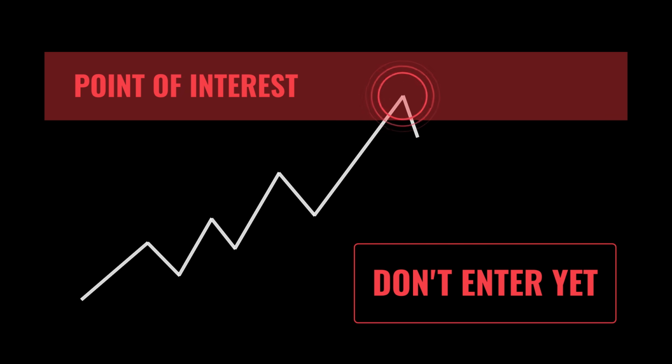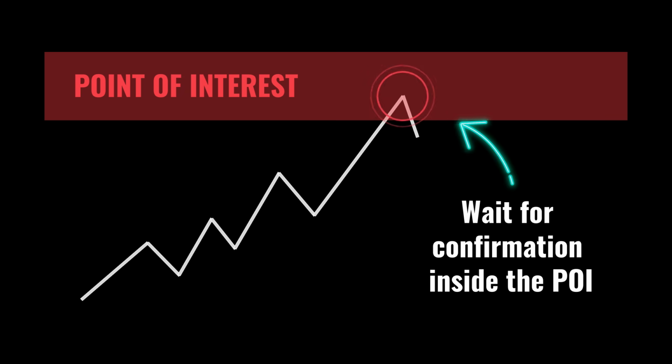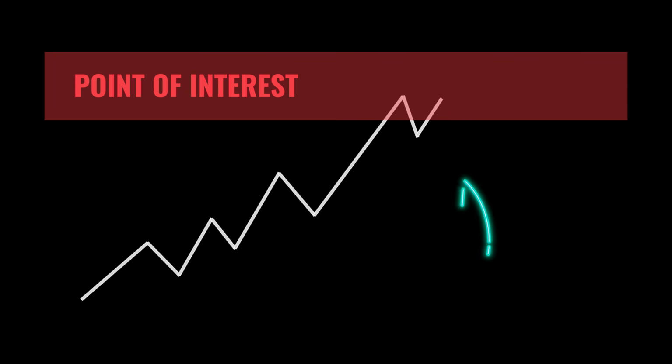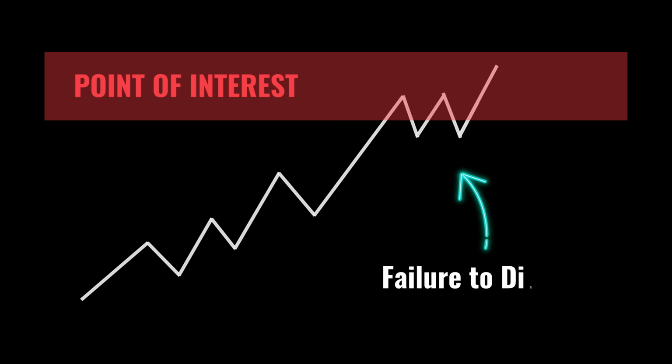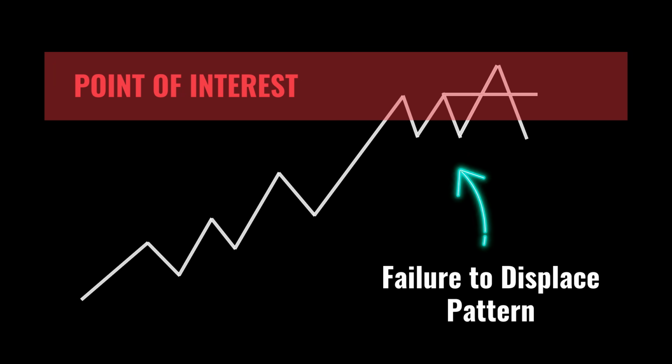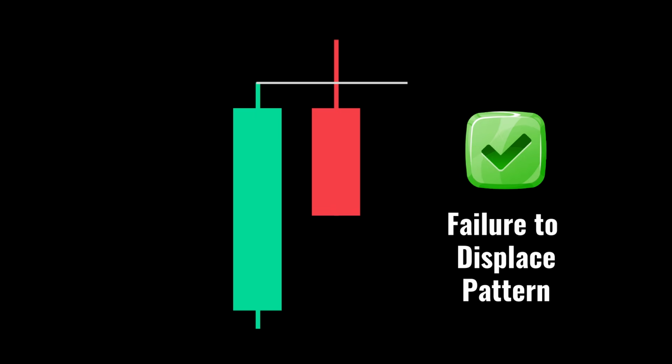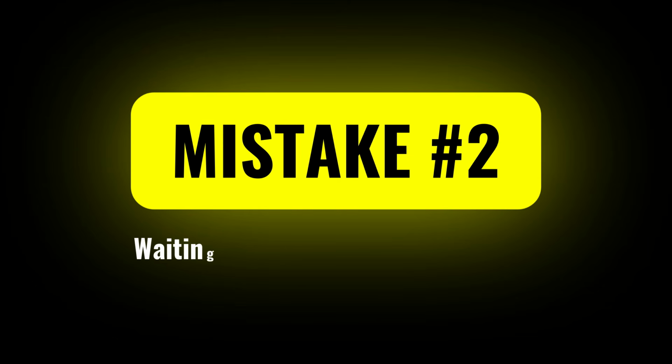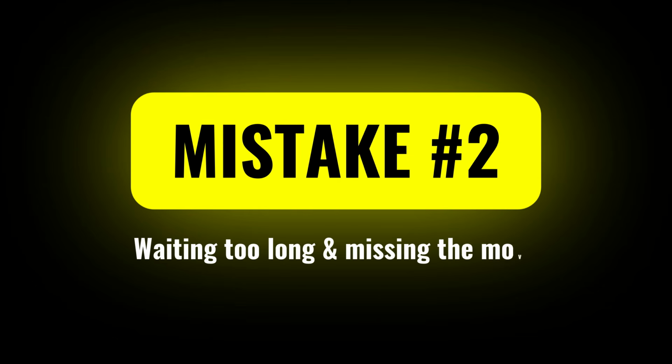What you want to do instead, wait for confirmation inside the POI. Look for the market to reject, to shift structure, for a failure to displace. That's your green light. Which brings us to mistake number 2. Waiting too long and missing the move.